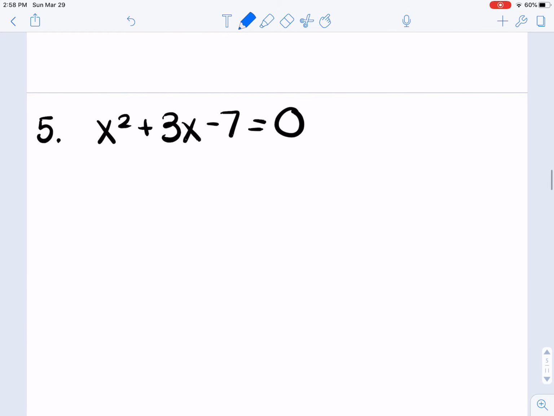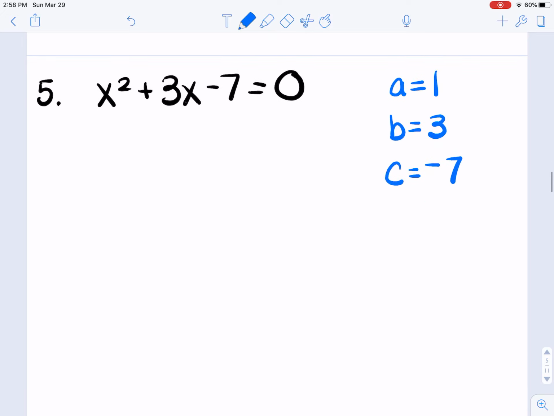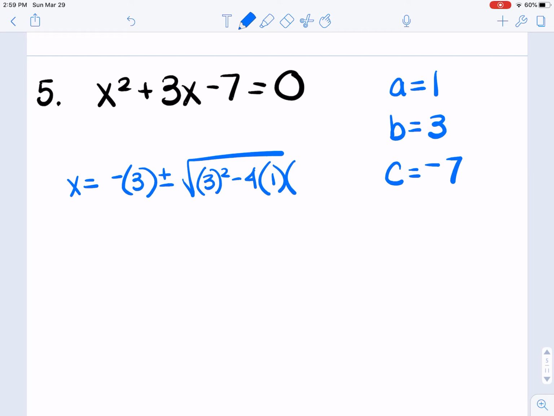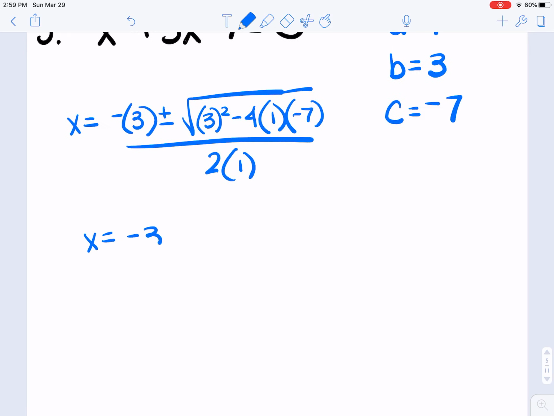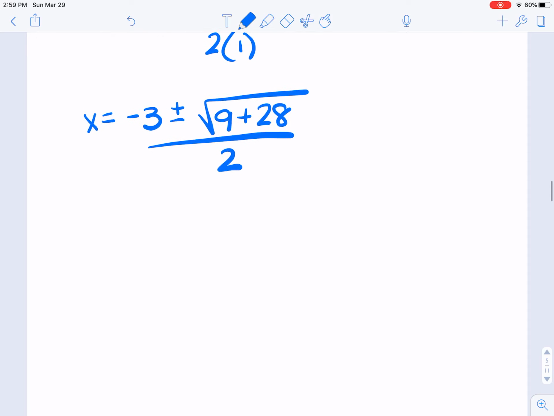All right, our next one is set up. We don't have to move anything around. A is 1, B is 3, C is negative 7. So I have x equals the opposite of b plus or minus the square root of b squared minus 4 times a, which is 1, c, which is negative 7, all divided by 2 times 1. X equals negative 3 plus or minus, let's see, 9 plus 28 divided by 2.